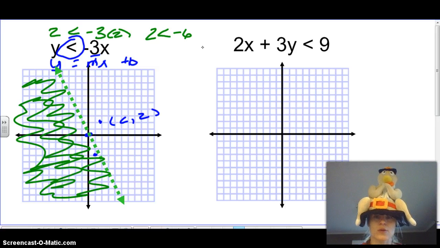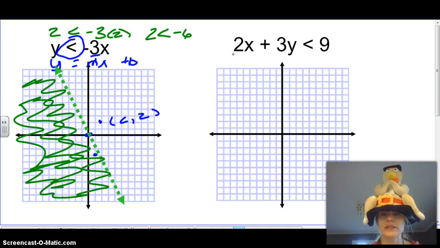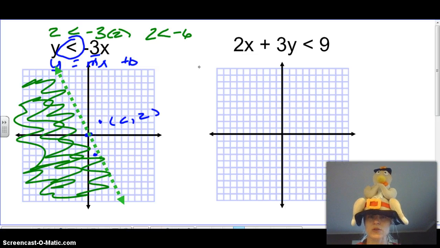Okay, going to my next one, you're going to have to be able to take standard form and put it into slope-intercept form. So we have to get the y by itself. So first thing I'm going to do is subtract the 2x and then bring that -2x over here. So I'm going to rewrite it.